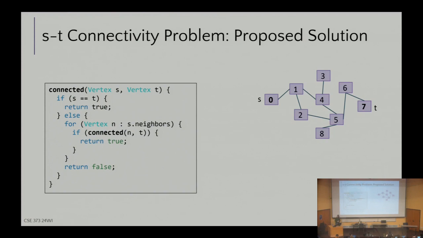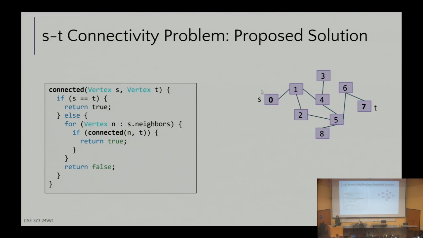Here is some code that could maybe do that. So we take in our source, we take in our terminus. First, we check, are they the same? Because if they're the same, then they're definitely connected. We've done it. Otherwise, we loop over all of the neighbors for our given vertex, which the first iteration through will be source. And if that neighbor is directly connected to the terminus, then I finally return true.